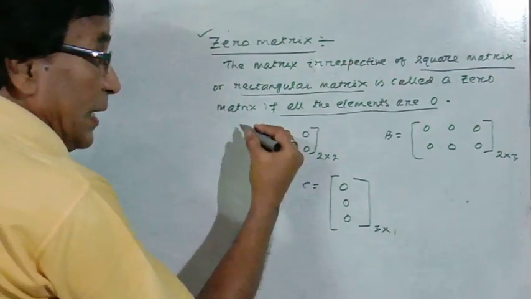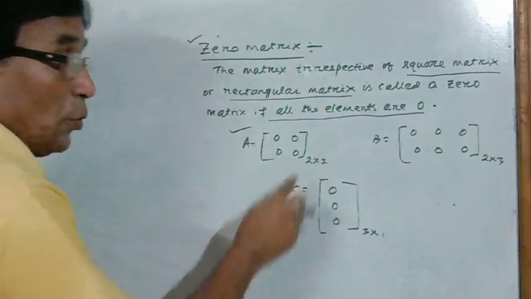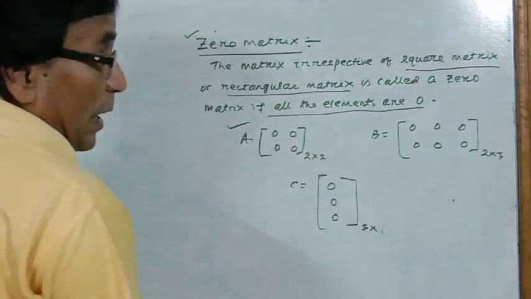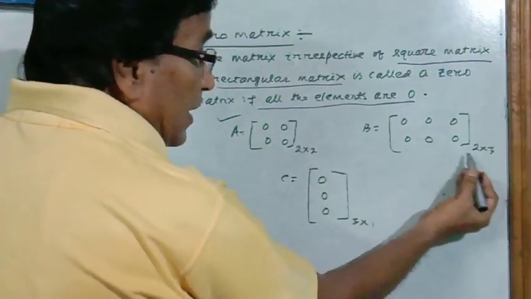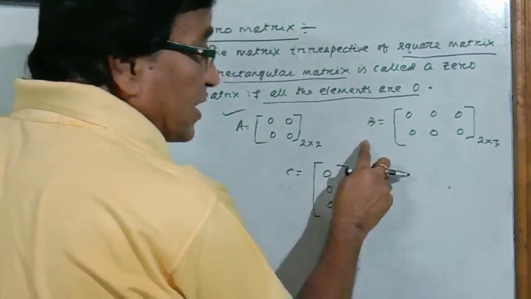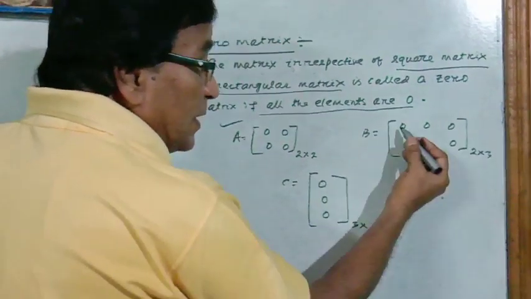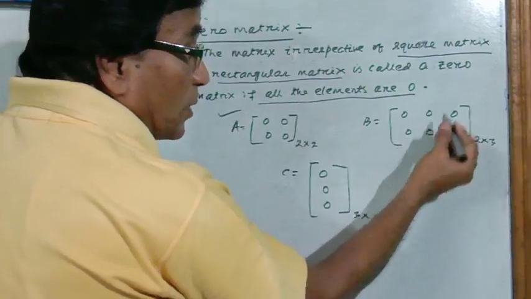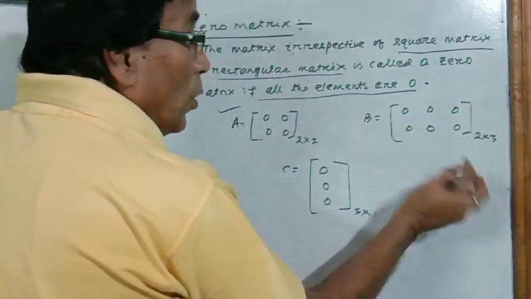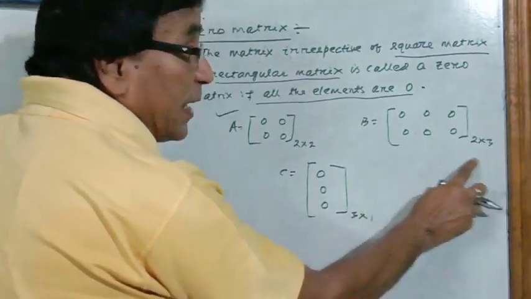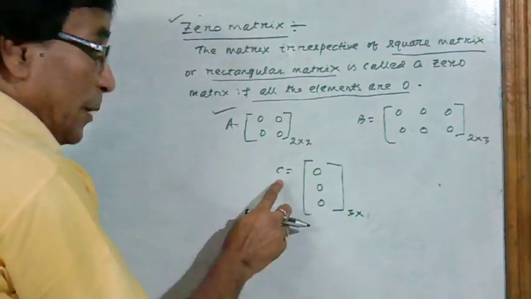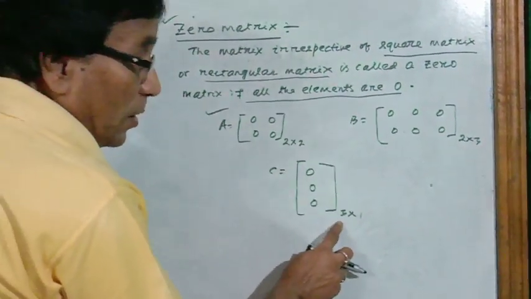So we will say that it is a zero matrix of order 2 cross 2. It is a square matrix. But in the next case, we are taking a matrix B of order 2 cross 3. That means it has 2 rows and 3 columns and all the elements are 0. So we will say that it is a zero matrix of order 2 cross 3. Similarly, it is a zero matrix of order 3 cross 1.